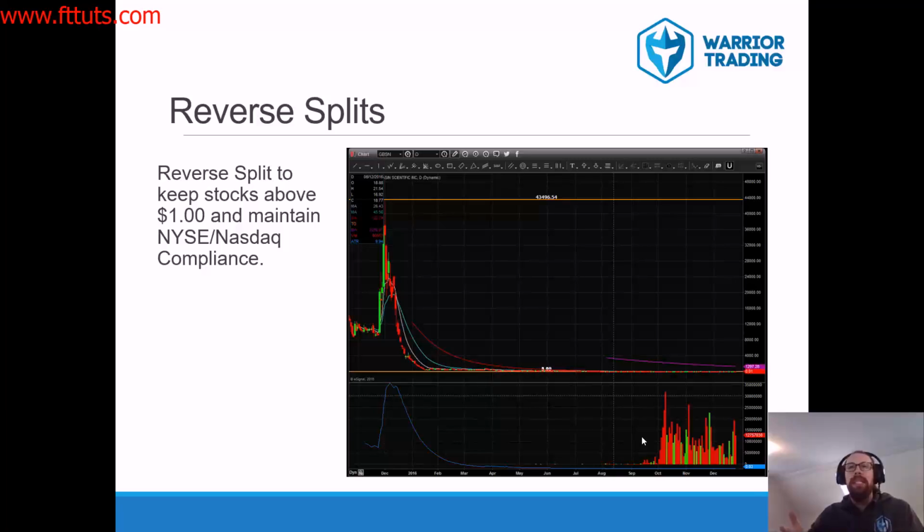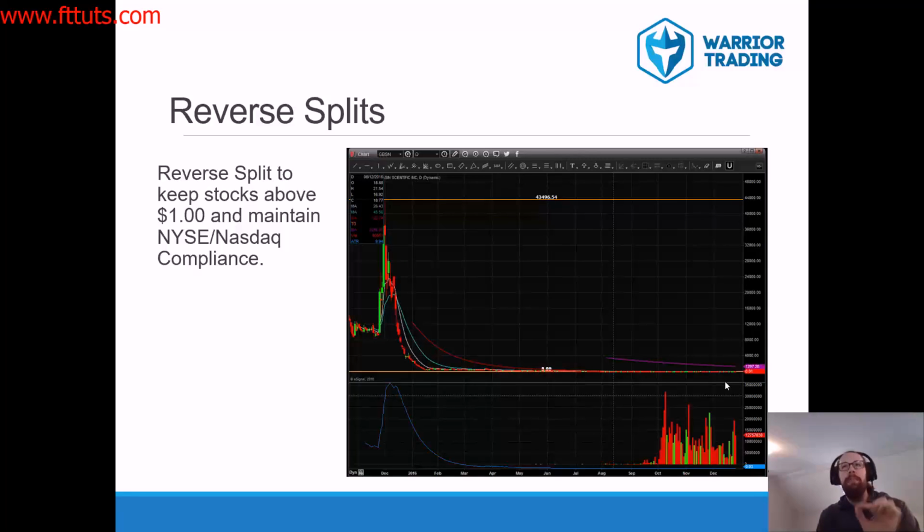The company has succeeded. They've raised money. The stock is now trading above the $1 minimum. But who really loses usually is the long-term investor who's holding, because this is what stocks look like when they do reverse splits. They just go lower and lower and lower. And they can continue to do these reverse splits. They can continue to do reverse split and secondary offering, reverse split, secondary offering. And you see it happen all the time.